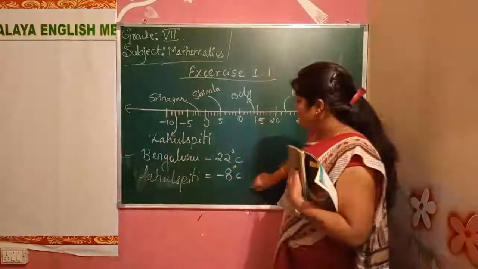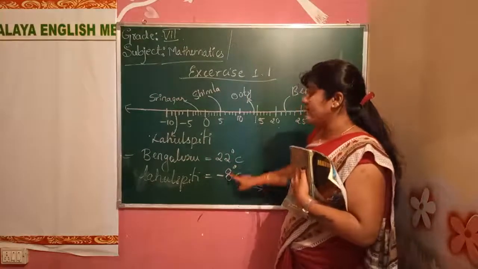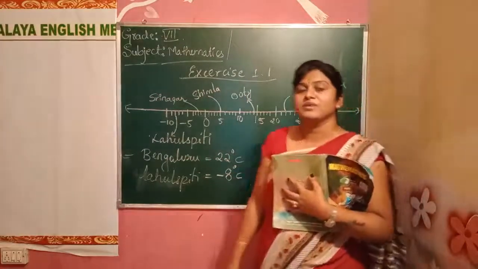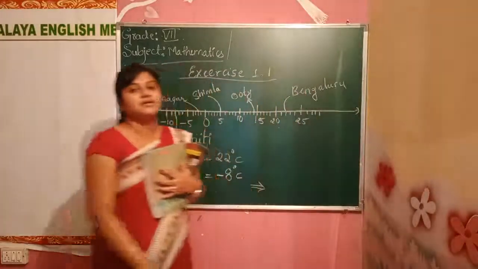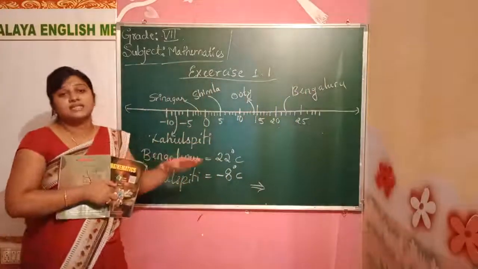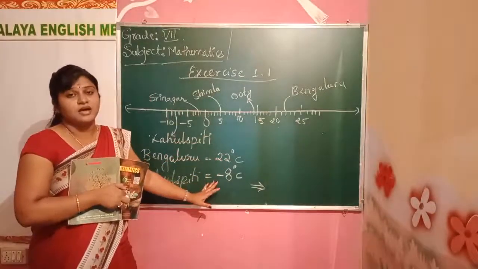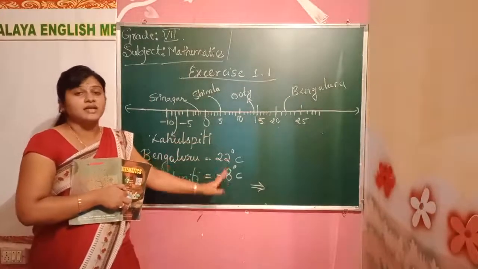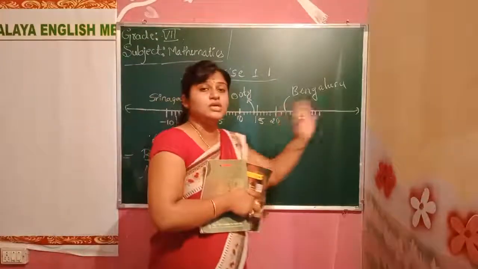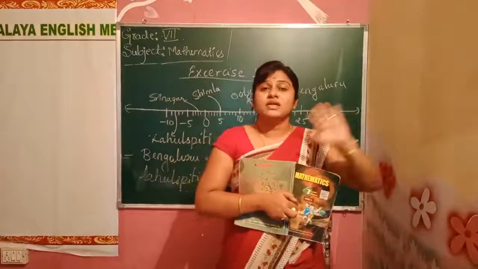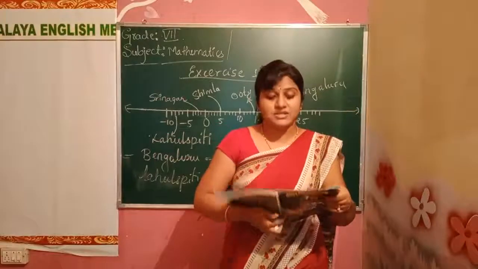Now what we have to do? We have to see the difference. So add these two children. How much we get? We get 30 degrees Celsius. The difference is what? 30 degrees Celsius. How much is the difference between the two? There is a 30 degrees Celsius difference.